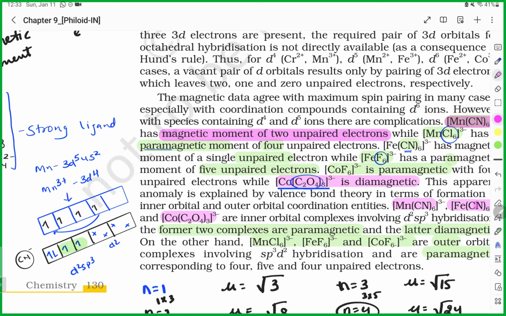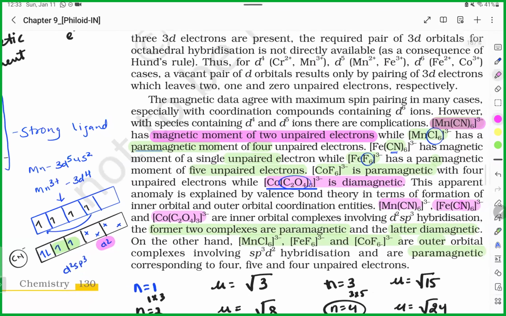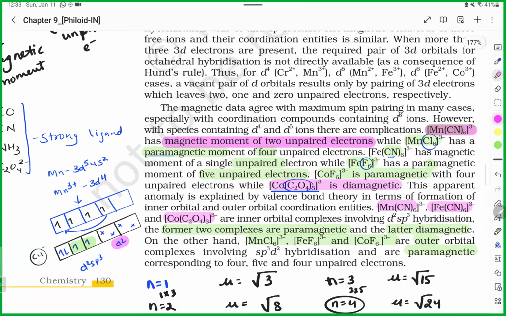The reason is because you need only 2 d orbitals, not 3, so complete pairing is not possible in this case, only partial pairing. And that's why it is given in NCERT and it is extremely important. Got it? So mark this MnCN6.